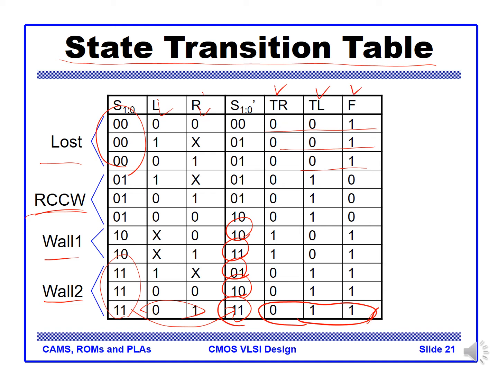The output is three signals: turn right, turn left, and forward. We have turning left and going forward at the same time, shown here. That lets it keep moving. In this way, we can move the RoboAnt forward.